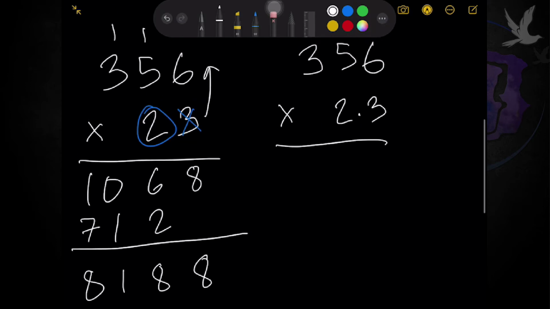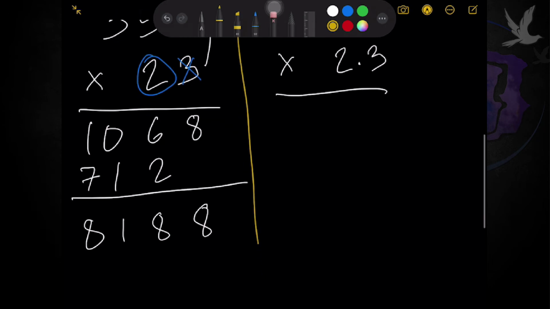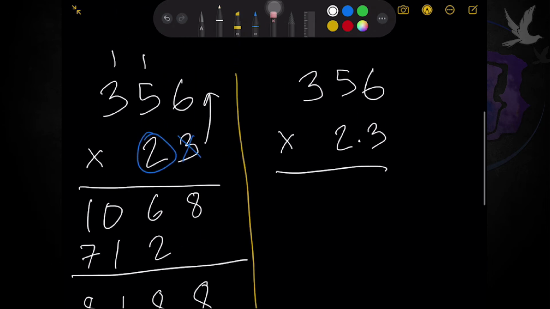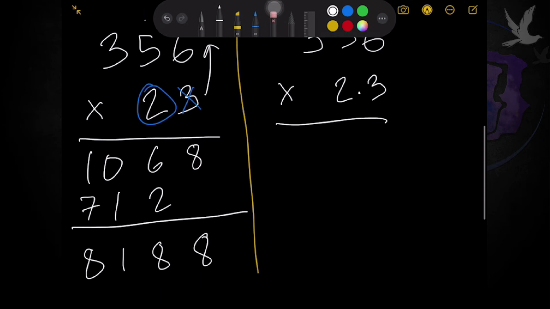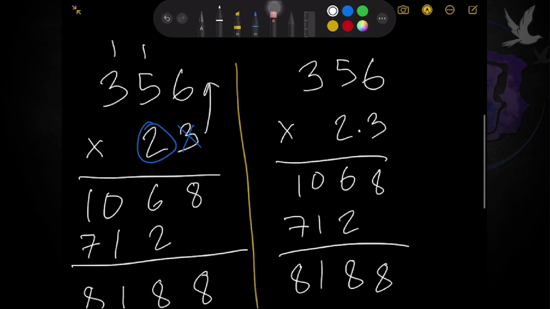Now, given the same value, nandyan na yan, 356 times 2.3. It's just that dito may decimal tayo. If you're going to deal with this number now, yung sa next na, we're done with this. Okay. So, ito naman gawin natin. Parehas lang yan. So, let's just fast forward to the process. Ang importante kasi dito is how to get our final answer when you deal with decimals.